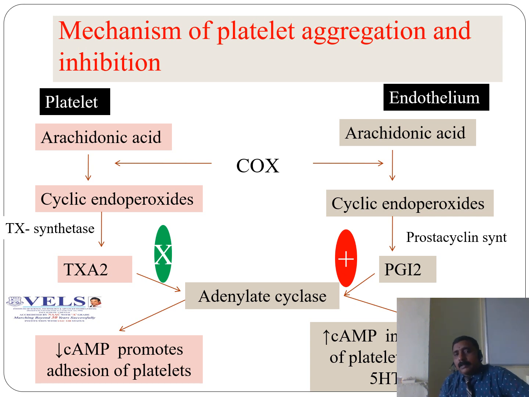So simply you can understand, whenever an injury happens, immediately the platelet plug formation will occur. How does it occur? First, the platelets all over the blood vessels come and occupy the site. So first the platelet plug formation happens, and afterwards the clotting may occur. Okay, this is a small mechanism.